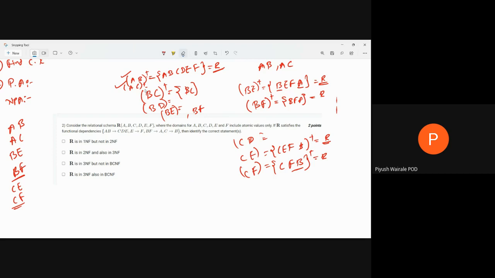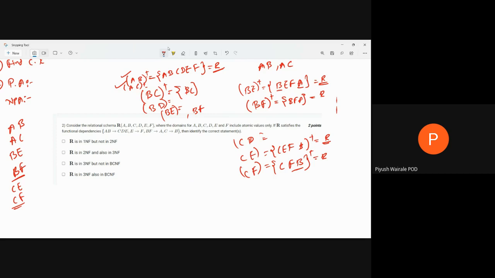You can check for a combination of three attributes also. For example, A, B, C is done. C, D, E, right? Yeah, it will not give C, D, F. You can check. No, C, F, C is already a key, so it will be a super key, right? Yeah. So these six are the keys.